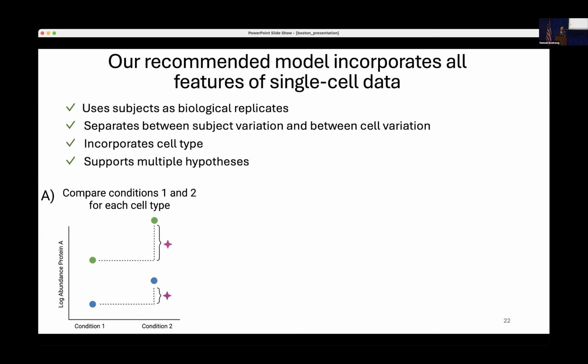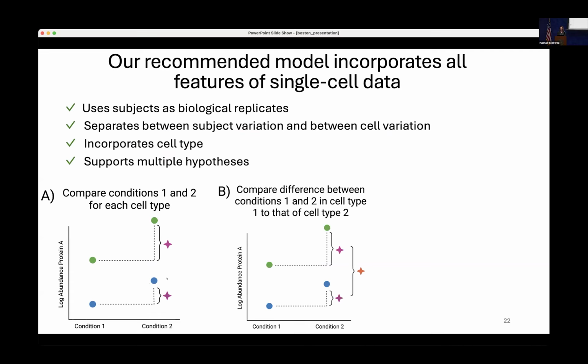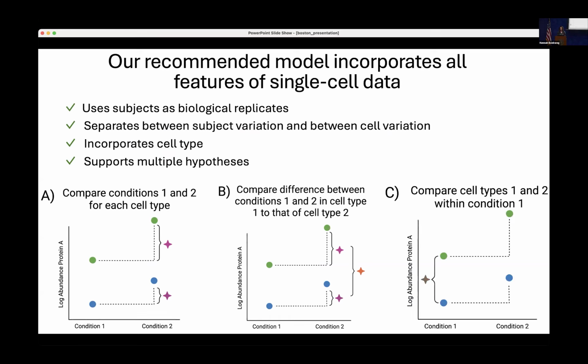I talked about examples of these hypotheses earlier, but I'll just generalize the 3 types we can test. The first one is we can compare conditions 1 and 2 for each cell type. So how is the green cell type changing and how is the blue cell type changing? We can take it a step further and compare the difference of differences. So how much more is the green cell type changing in comparison to the blue cell type? And finally, we can compare the differences between cell types. So how is the green cell type different than the blue cell type?